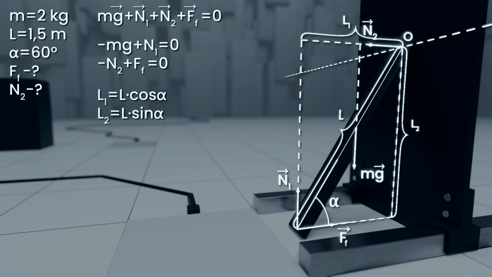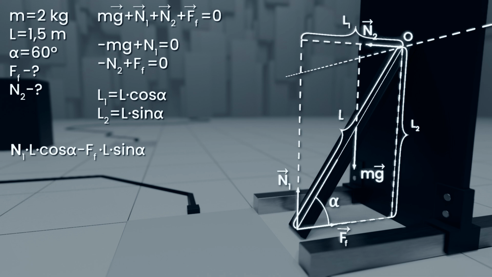Now let's analyze the torques. The normal force from the floor rotates the board clockwise. Its lever arm is L1, so its torque is determined by this expression. The friction force rotates the board counterclockwise. Its lever arm is L2, so its torque is.